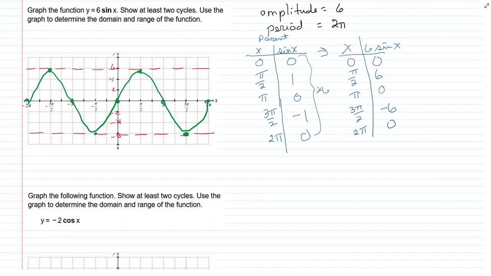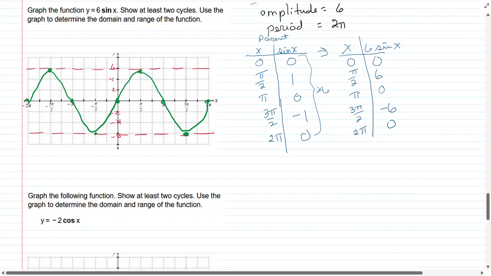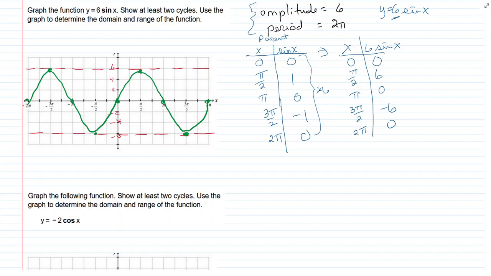I've started the third part of this lesson where we're graphing amplitudes. And what we do first is identify our amplitude for y equals 6 sine x. Well, 6 is our amplitude. And the period is 2 pi because there's no value attached to x.